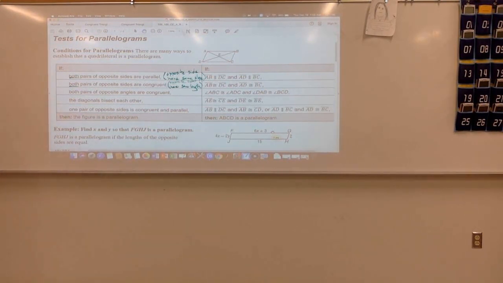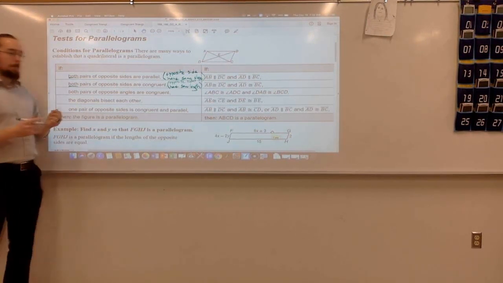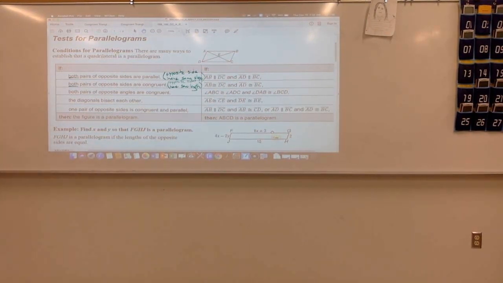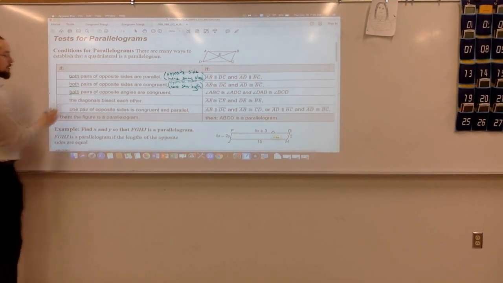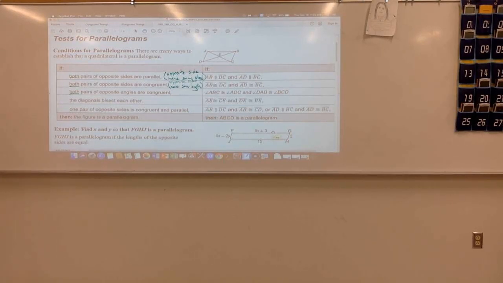The next one, both pairs of opposite angles are congruent. There isn't a great way to do this given coordinates, right? This is more something like if we are given information about the angles, then we can say that the figure is a parallelogram. Okay. Now, the 4th one on here, the diagonals bisect each other. That's not something that you did in the activity yesterday.